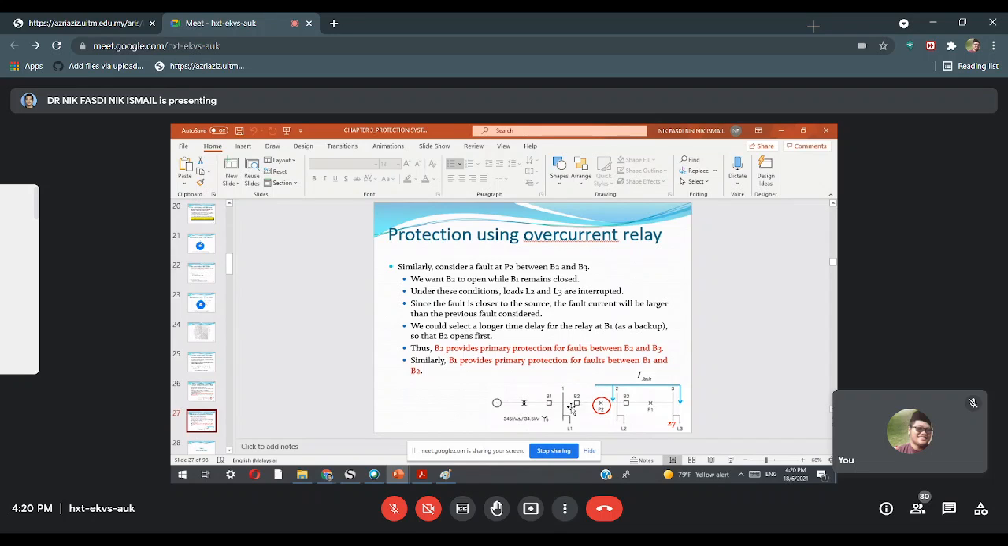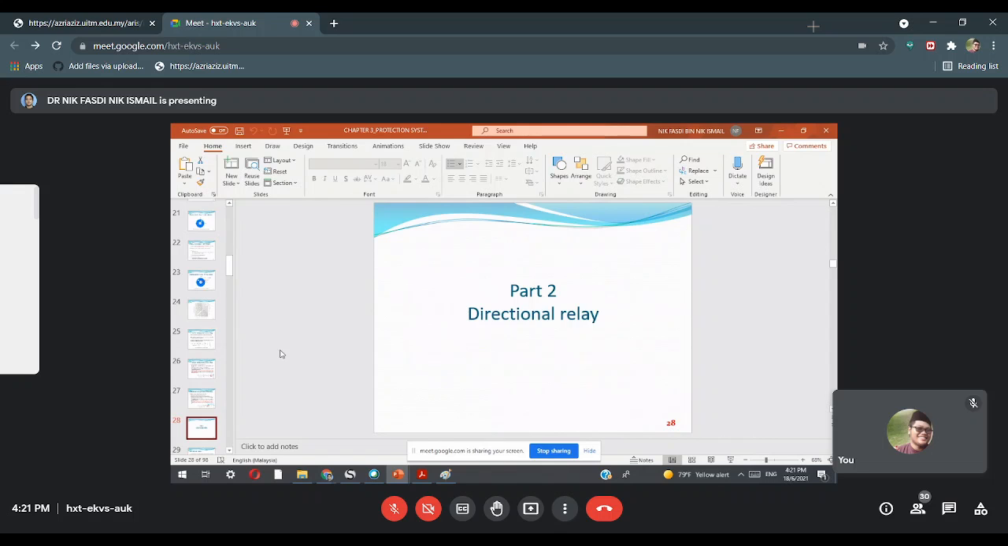Does B2 provide primary protection for fault? Dia kata primary ni the main protection because fault kat sini. Similarly, B1 provide primary protection for fault between B1 and B2. So ini pula primary protection untuk sinilah. That is the overcurrent relay.